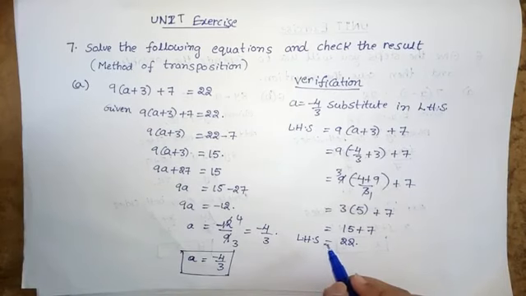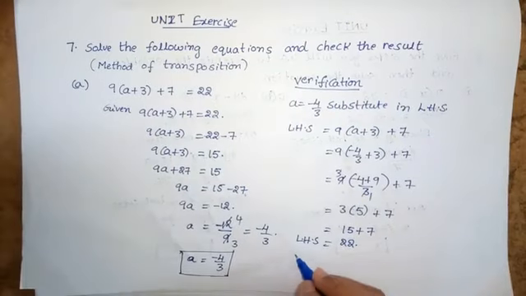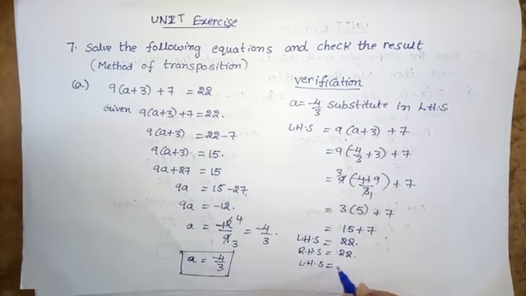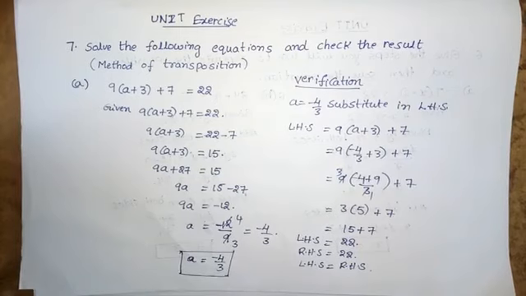So in our problem, RHS is given, RHS equal to 22. So LHS is equal to RHS. This is the solution for the 7th problem.